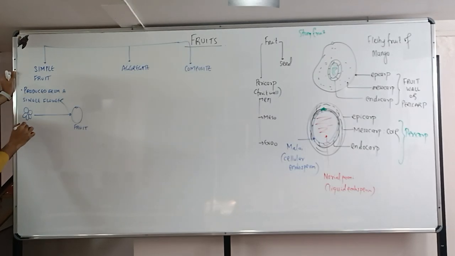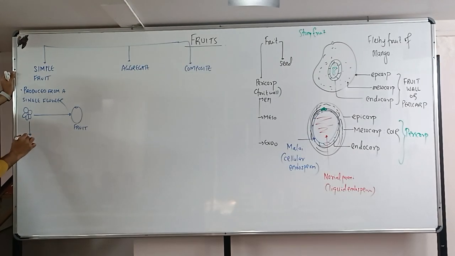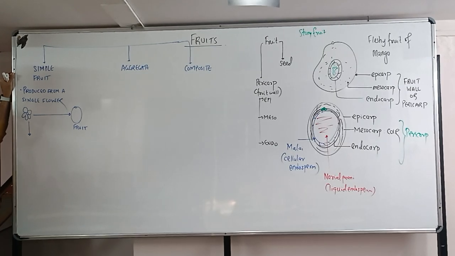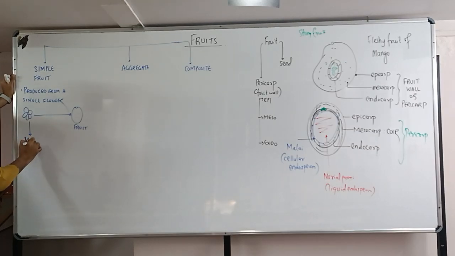Now this particular flower has got a gynoecium. Gynoecium is made up of carpels. Carpels are made up of stigma, style, and ovary. If there is a single carpel, it is called monocarpellary. More than one is called polycarpellary. Polycarpellary can either be syncarpous or apocarpous. In this case, it will always be monocarpellary.